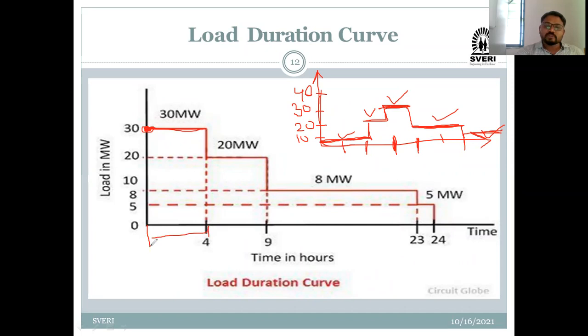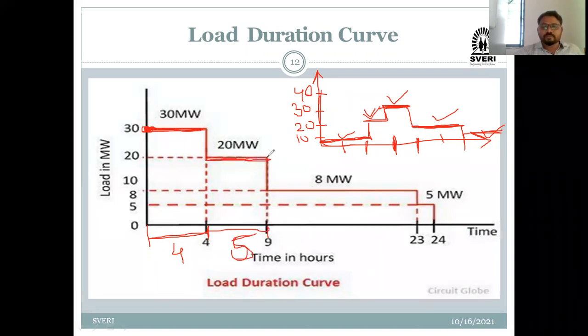So what I have to do? First of all, I have to plot the maximum demand, for 4 hours. Then after the 30, what is my next maximum demand? It is 20, but for what duration? See, here 4 and up to here 9, means 5 hours, and this is the 4 hours. So for these 5 hours my demand is of what?